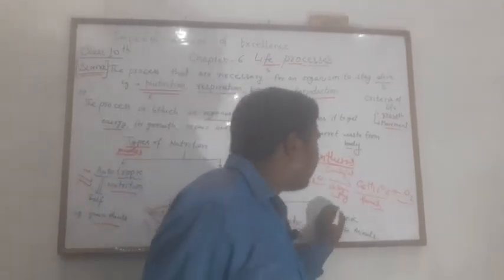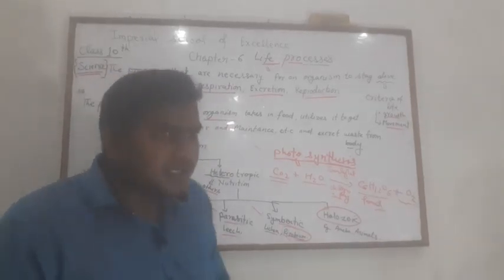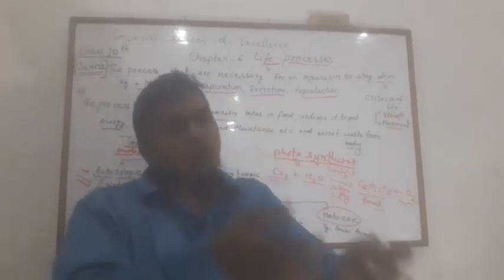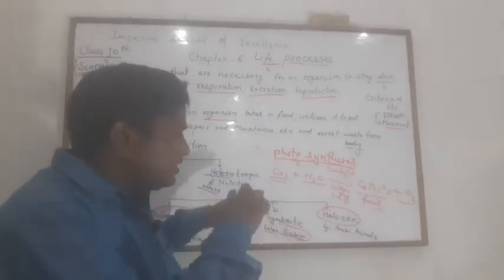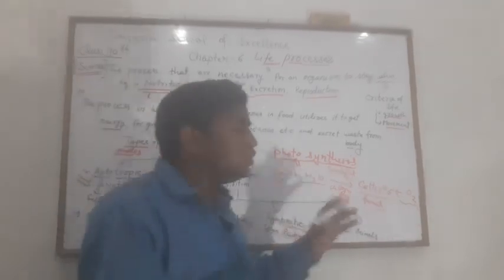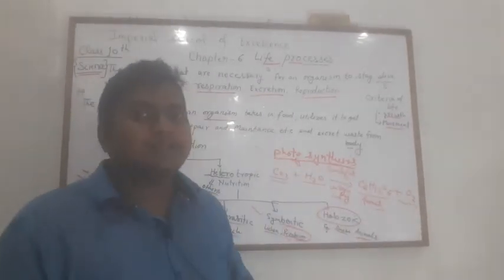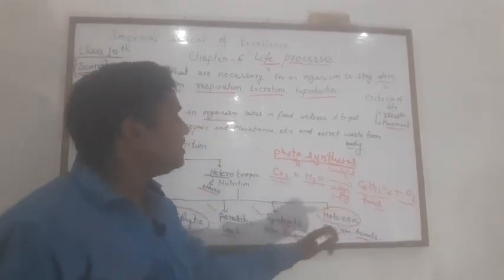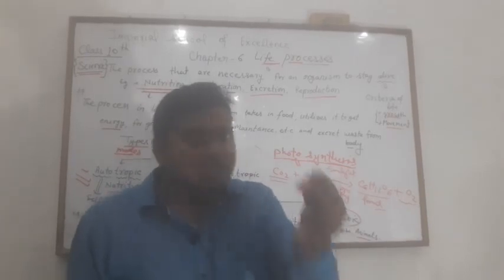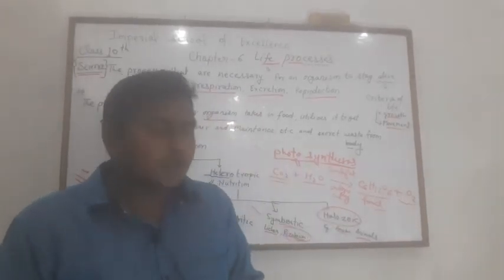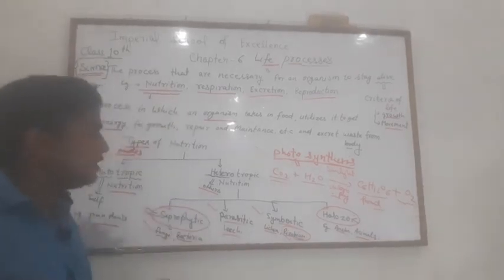Okay, another type of nutrition is holozoic nutrition. It is the mode of nutrition in which the organism takes in the whole food, entire food at a time, and such nutrition is known as holozoic nutrition. Like amoeba, animals. So in animals, in human beings, the nutrition is holozoic nutrition. Whatever things we have to eat, we just take in. Okay, so such type of nutrition is known as holozoic nutrition.